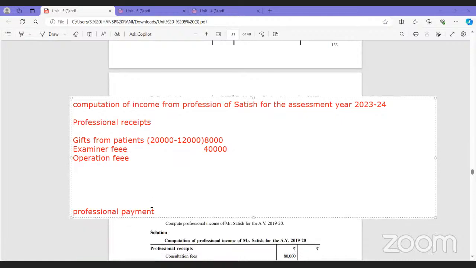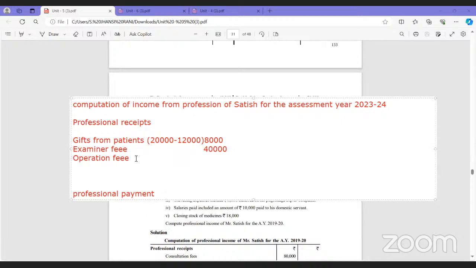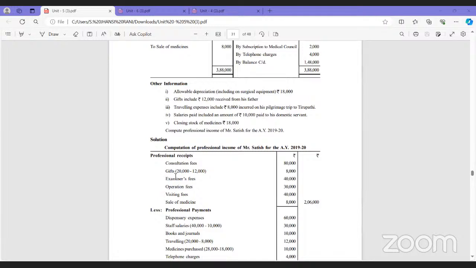The difference is nothing but income from profession. But we should be able to find out whether it is a professional receipt or not, whether it is a professional payment or not. We should be able to segregate professional and personal. So let's look at that. Consultation fees, gifts from patients 8,000, examiner fee, operation fee, visiting fee, sale of medicines.